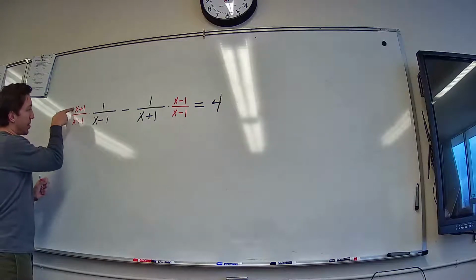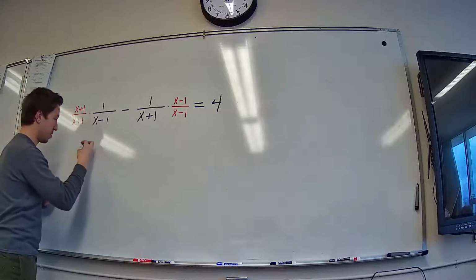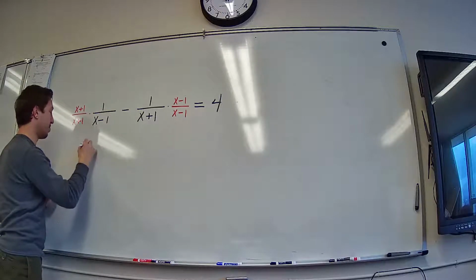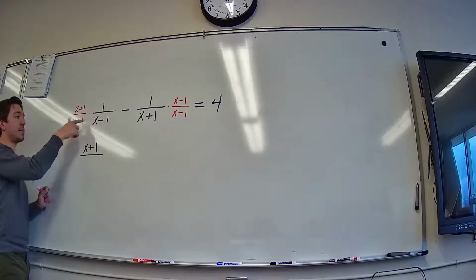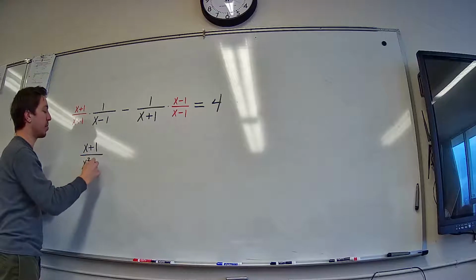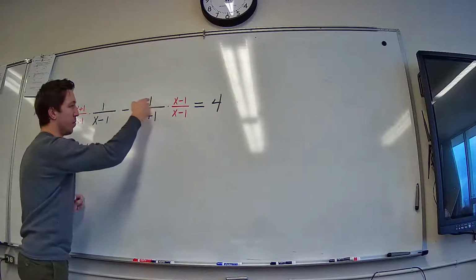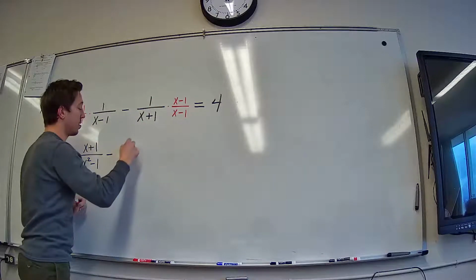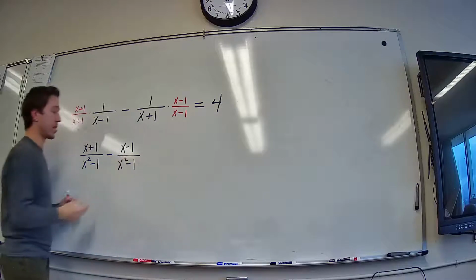Okay, so x plus 1 times 1 makes x plus 1. What's x plus 1 times x minus 1? X squared minus 1. How about over here? 1 times x minus 1. There's x squared minus 1.